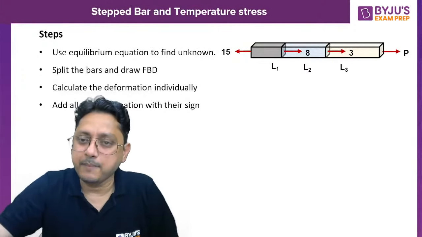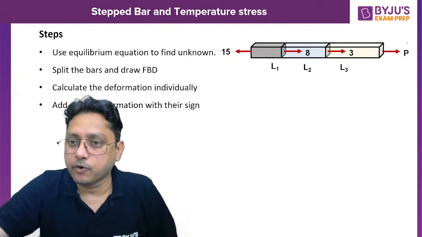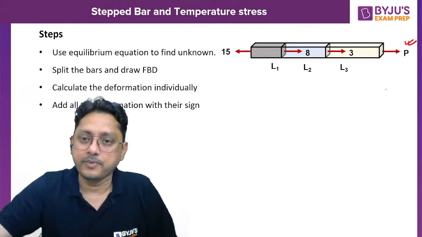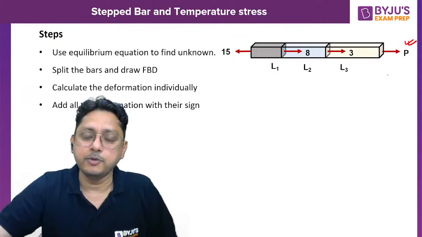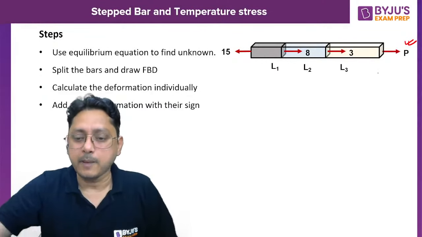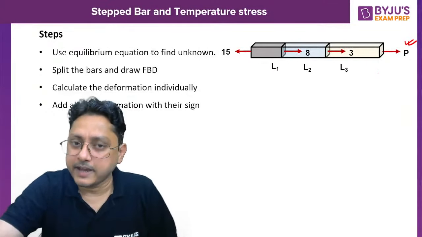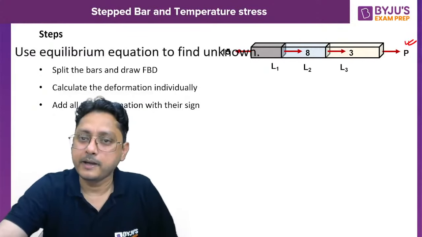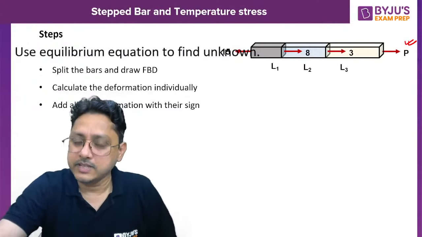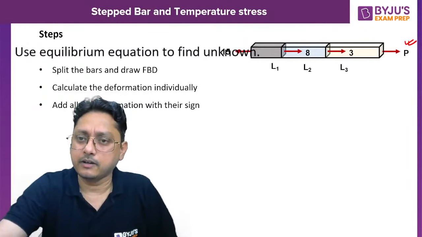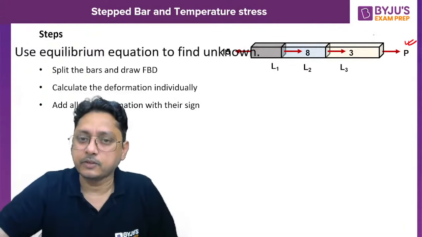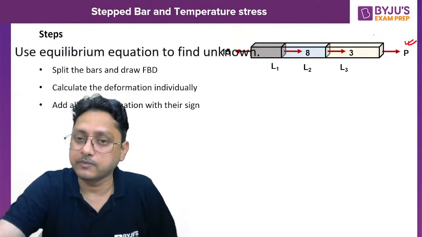But at the same time, you can see that the force P is not known. It is unknown. So for this type of problem, what will be your approach? The first approach will be to use the equilibrium equation to find the unknown. Though I have given it here, the unknown force can be anywhere. You can calculate that unknown force with the help of the axial equilibrium equation.